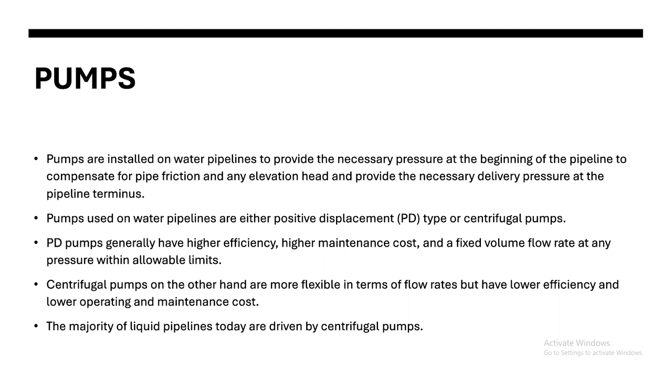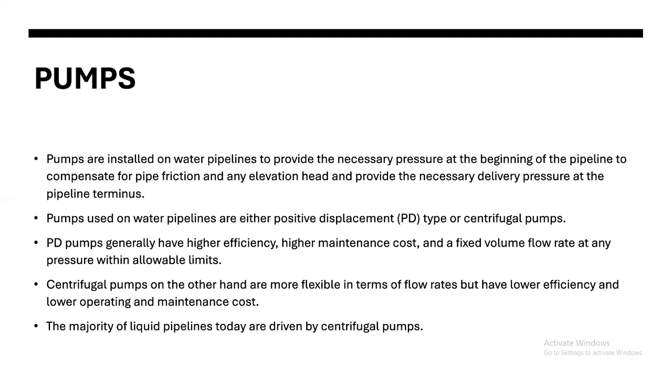Pumps used on water pipelines are either positive displacement (PD) type or centrifugal pumps. In the industry, we mostly use centrifugal pumps, and here and there, especially for dosing, that's where we use PD pumps. PD pumps generally have higher efficiency, but they have higher maintenance cost and a fixed volume flow rate at any pressure within allowed limits. That's why we use PD pumps for dosing, because it doses a certain amount of volume, so we have control over, let's say, 1 liter per hour, 2 liters per hour, you can set it.